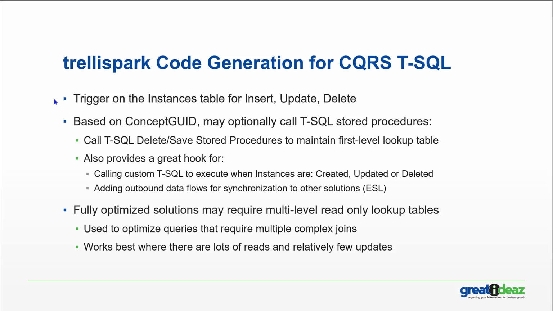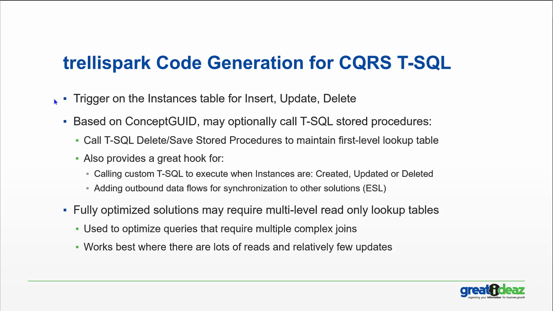The other thing, this idea of using the trigger on the instance table, is that it gives us a great hook for calling any custom T-SQL whenever an instance is created, updated, and potentially even removed. So one of the things that we do within trellispark is that within our instances, we can also say for this particular concept, if you are inserting version 1 of a particular instance, call this stored procedure. If you're inserting version 2 or above of this instance, then call this other stored procedure. So one of the really cool things is essentially being able to use this as a hook for whenever we want to create, update, and potentially even delete a record out of the database.